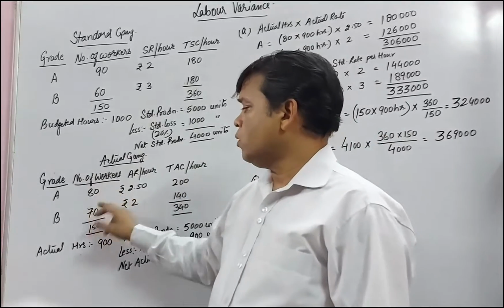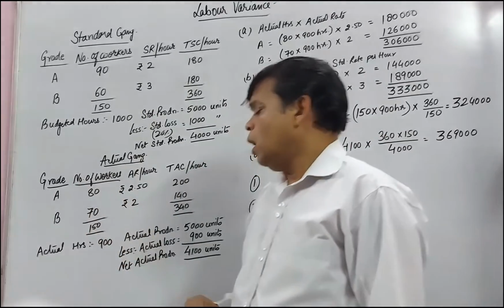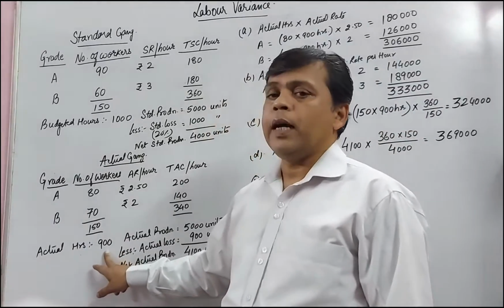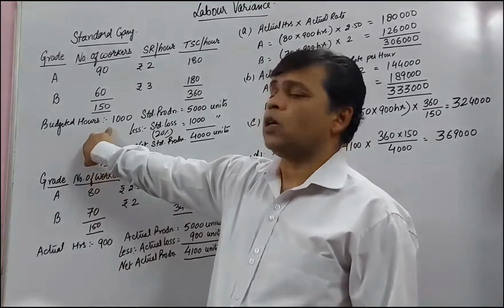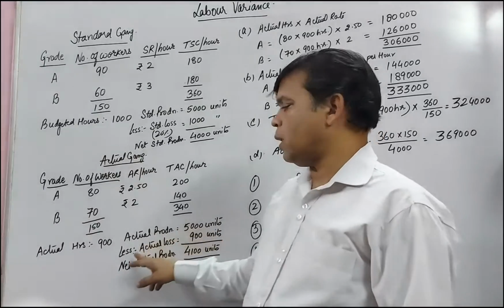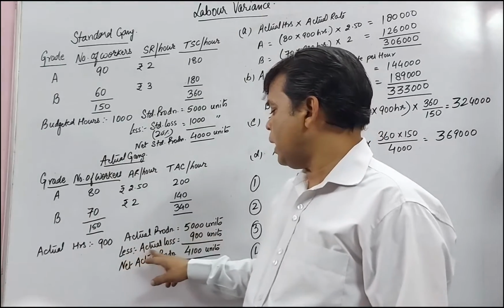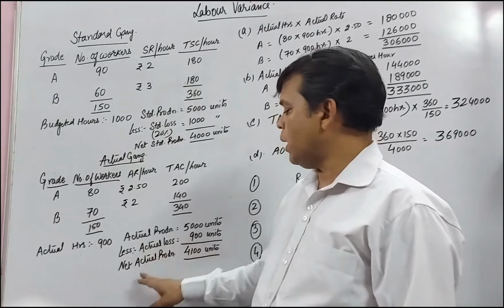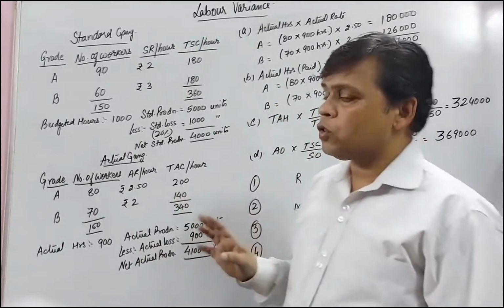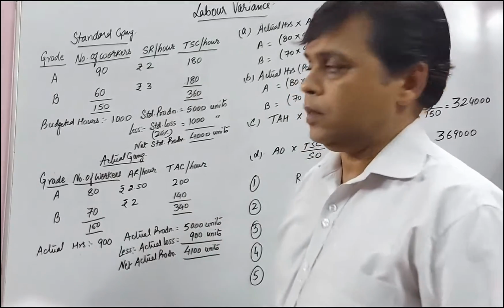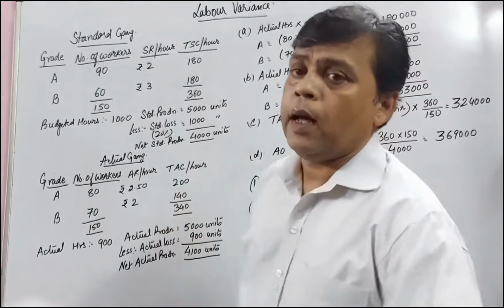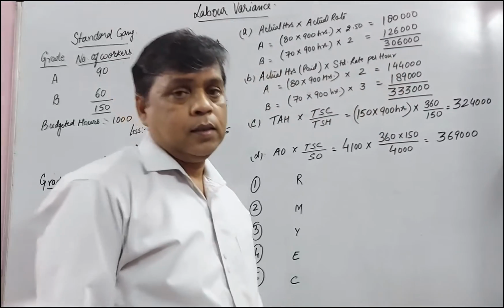Now the total number of workers in the actual is 150. The further information given in the question is that actual hours worked is 900 as compared to the budgeted hours, which were 1000. Actual production is 5000 units, but from that they have deducted the actual loss, that is 900 units. So net actual production is 4100 units. Now this is the question which we have to solve, and we have to calculate the labor variances. Standard gang information is given and actual gang information is given.